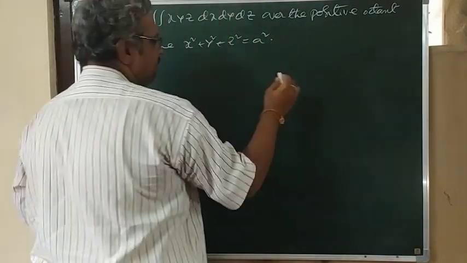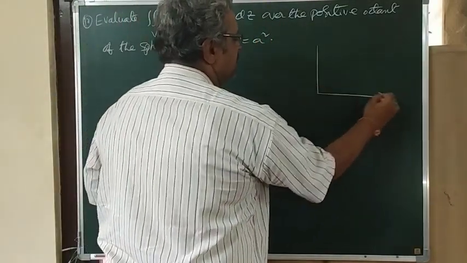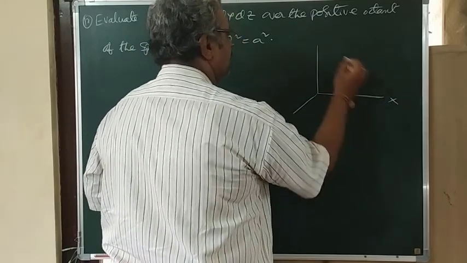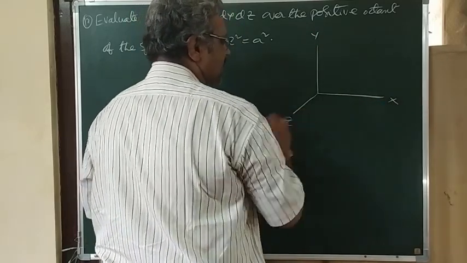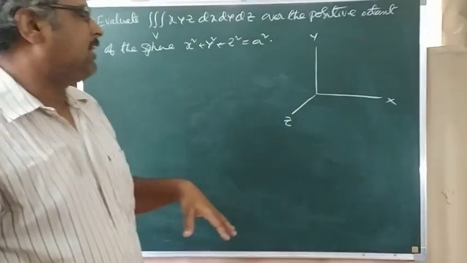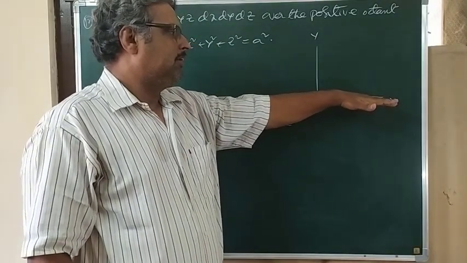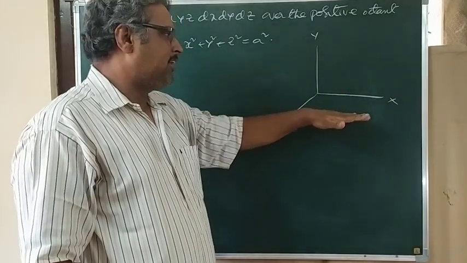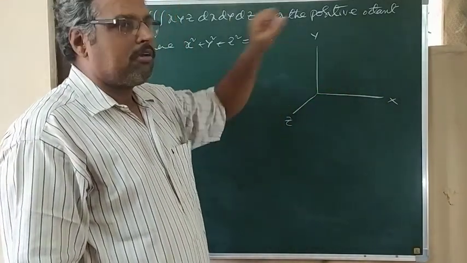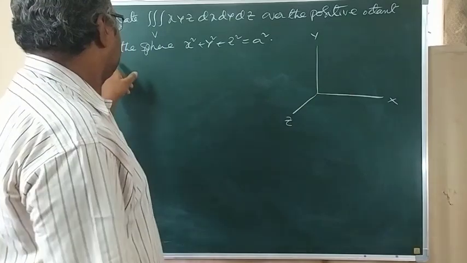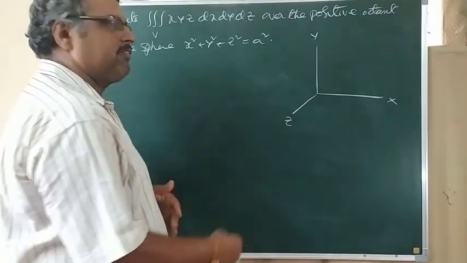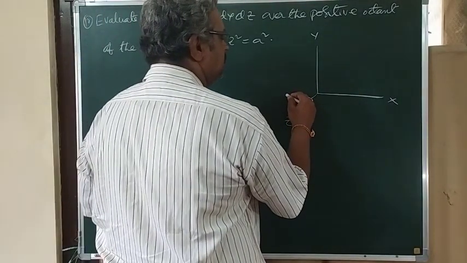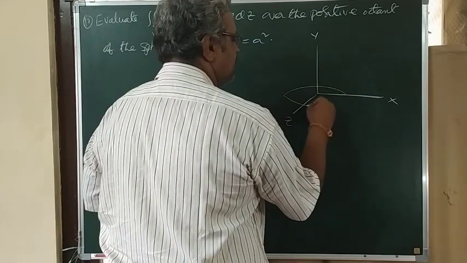Positive octant. In three-dimensional geometry, the region between the three coordinate axes, xy plane, yz plane, zx plane is nothing but the positive octant. Now sphere x square plus y square plus z square equals to a square. It represents a sphere.